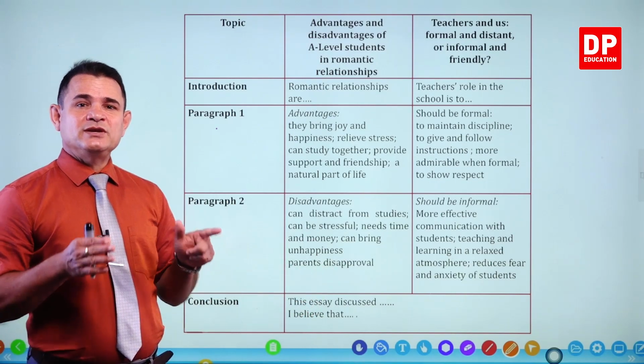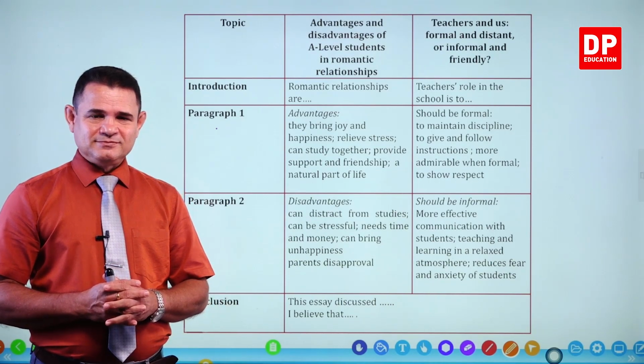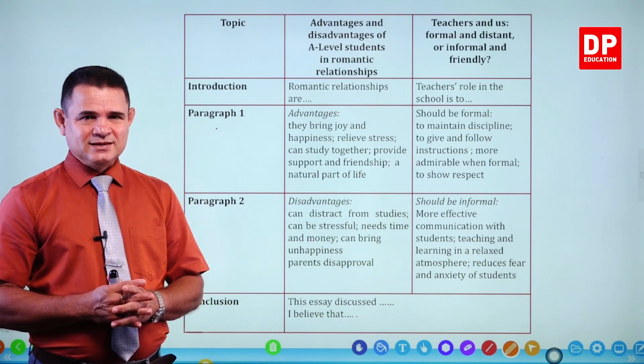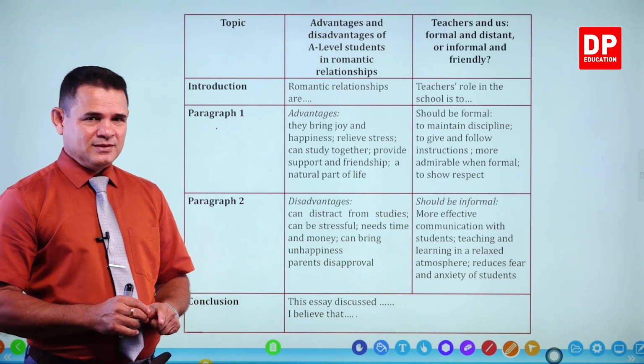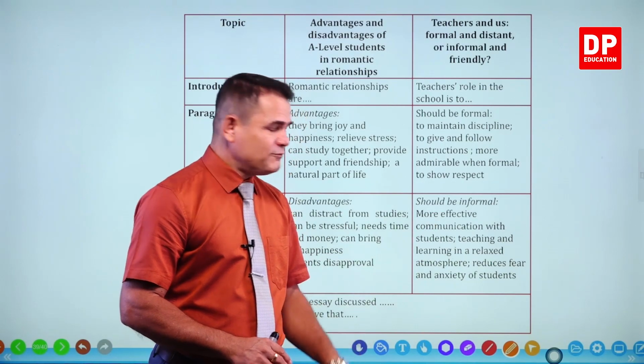And then when you give some facts, you can give examples also, to make your essay more meaningful. And if it is this topic, should be informal.